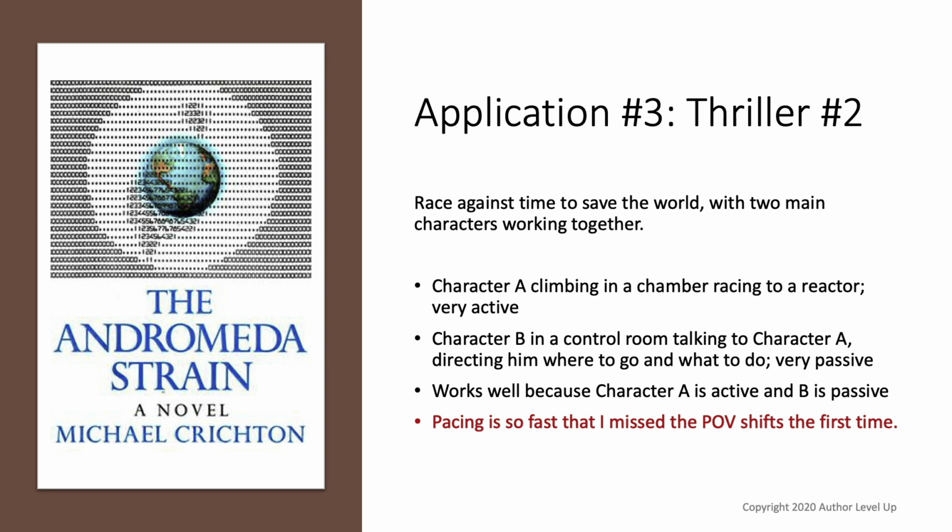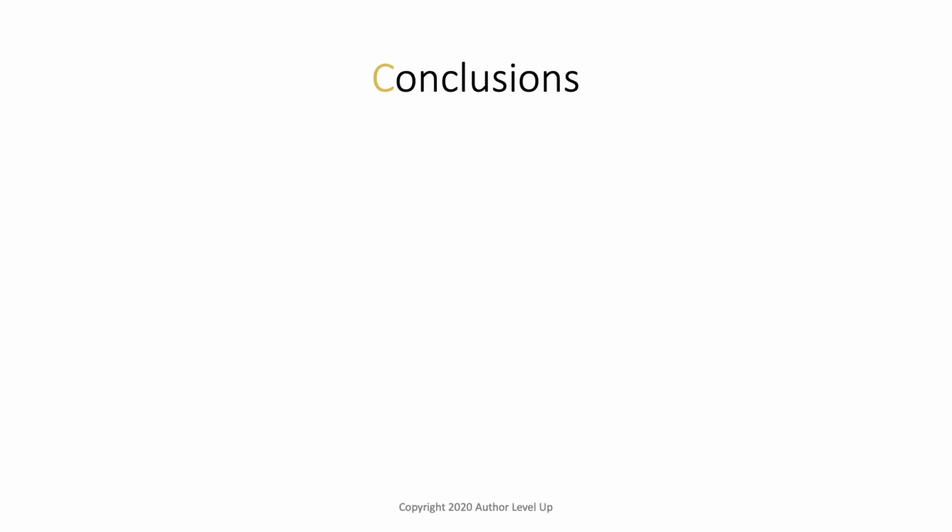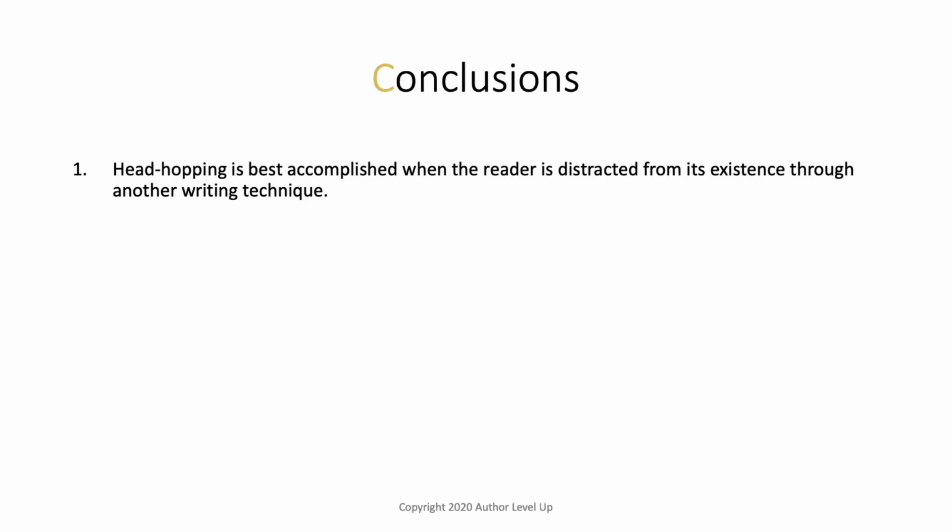So I look at all three of these, and I can draw a few conclusions based on what I've seen Roberts, Crichton, and Follett do. So, my conclusions here. Head hopping is best accomplished when the reader is distracted from its existence through another writing technique. So, for example, when we talked about Eye of the Needle by Follett, he is introducing a villain and he has a plot device. We're using that as a plot device, right? With Crichton, the pacing is so fast that you just miss it.